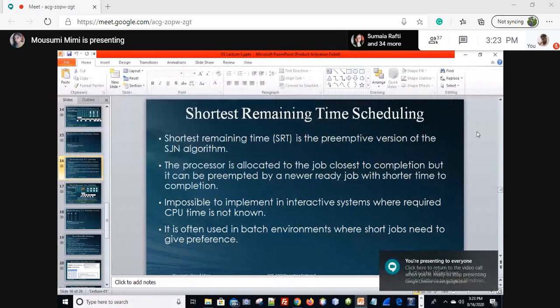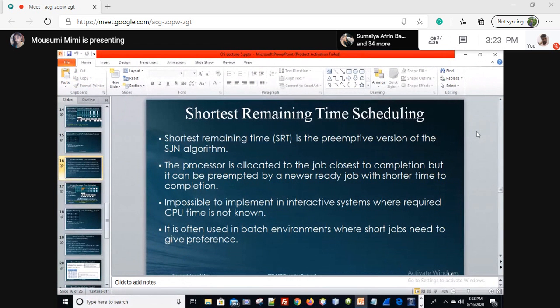Okay. So previously we learned two algorithms. First come first serve, and the second one is shortest job next. Two types of scheduling, both of them non-preemptive. In these two types of scheduling, no interrupt or suspension occurs.